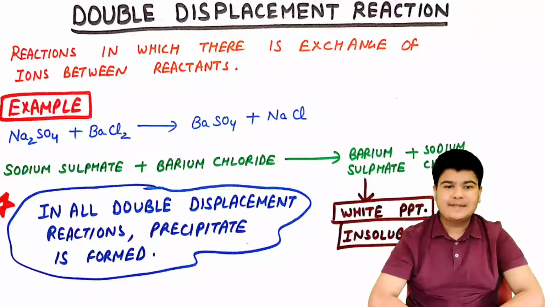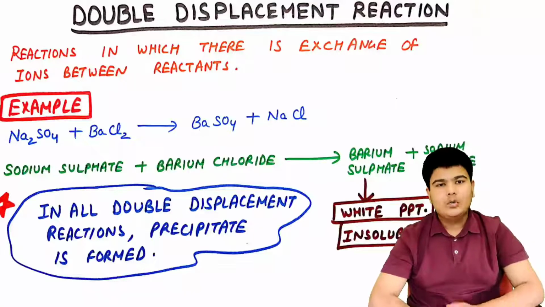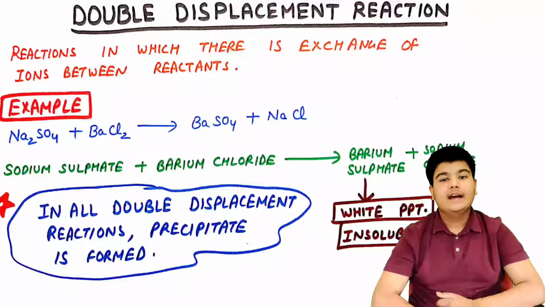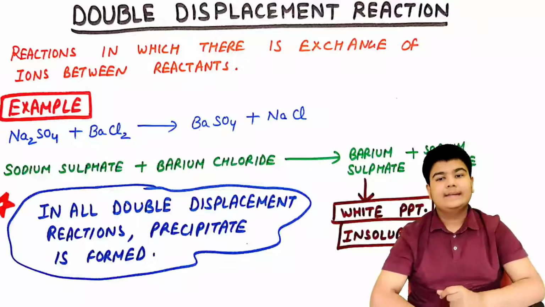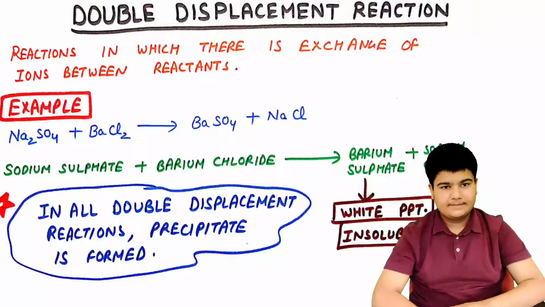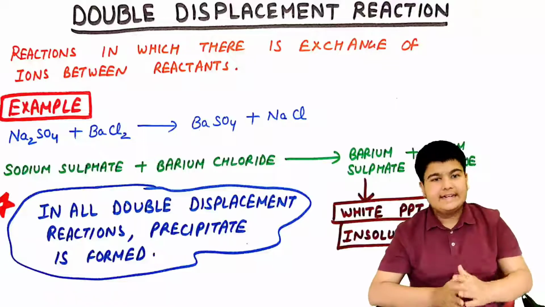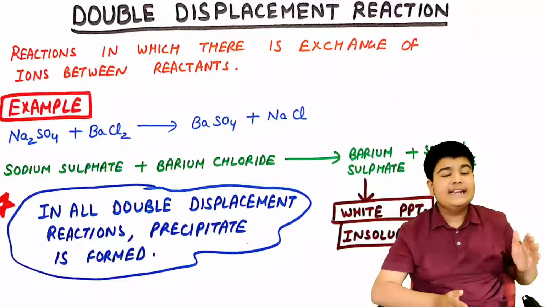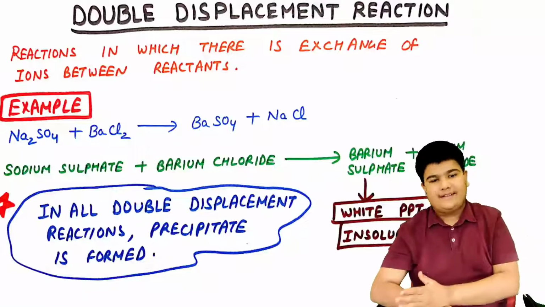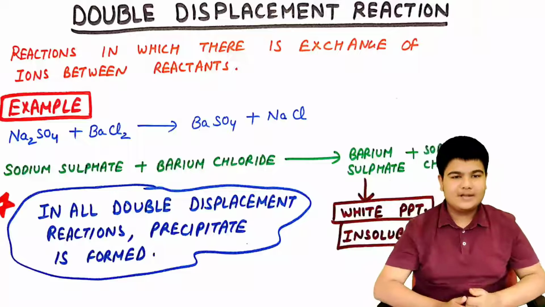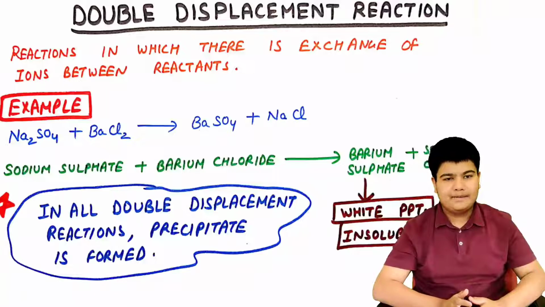Fourth, double displacement reactions. So in these reactions, exchange of ions takes place between the elements. So in this, one reactant displaces the other, and the second reactant displaces the first. So how is this possible? Let's see with the help of an example.